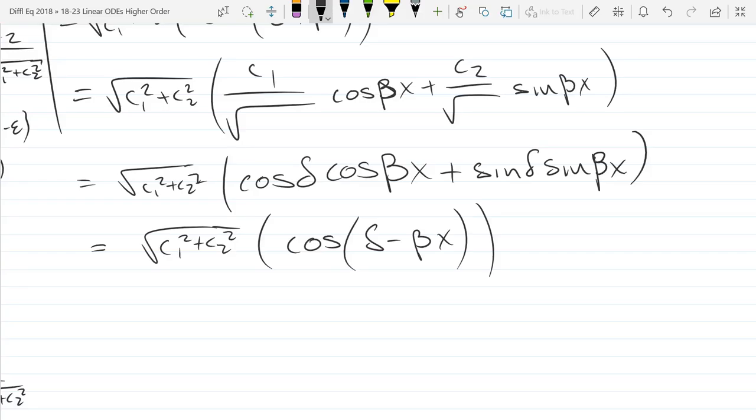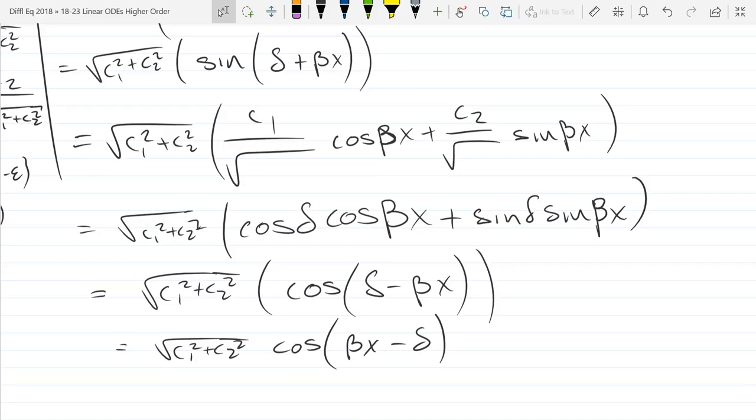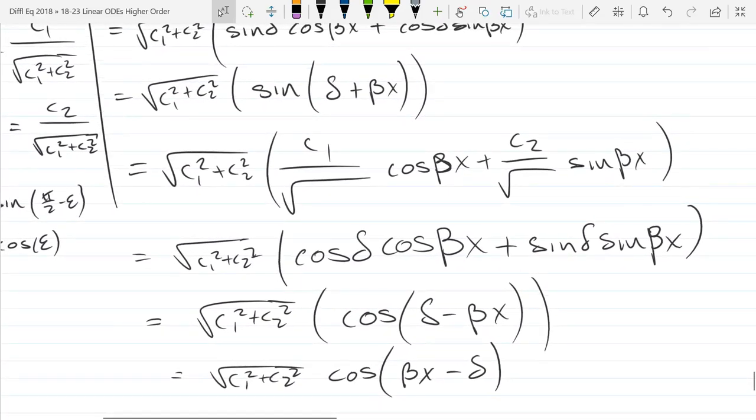So let's summarize all these. I'm going to change the order around here. So it's C1 squared plus C2 squared. Cosine is an even function, so I can multiply the input by negative 1, making my beta x positive and my delta negative. So I'm going to write it as beta x minus delta. And up above in the sine version, I'm going to swap the order. Sine is not an even function, however, addition is commutative, which lets me change the order in this form. So we get sine of beta x plus delta.